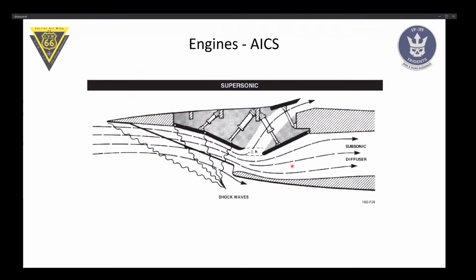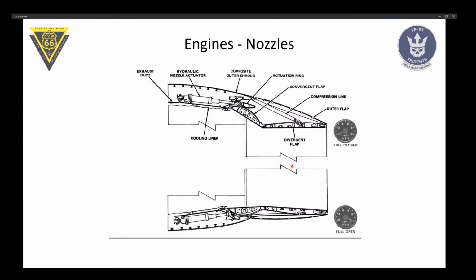So this is basically our AICS and why we need that, and why without that system we probably wouldn't be able to reach anything above Mach 1.2. Let's take a look at the engine nozzles. This is another thing that is designed to maximize our thrust.